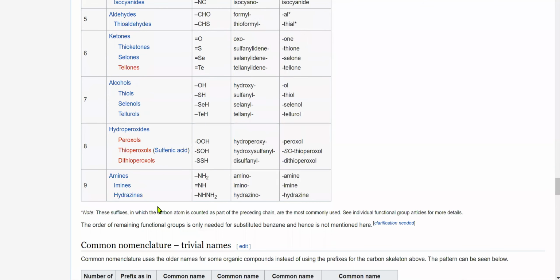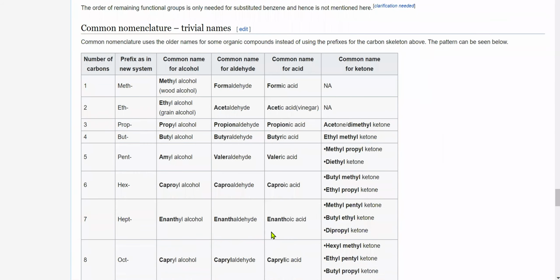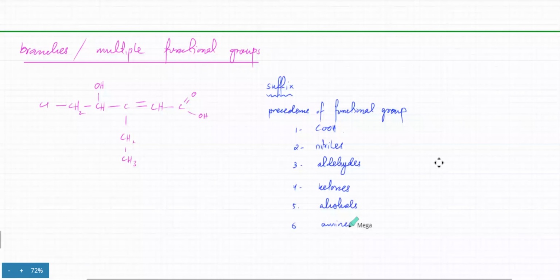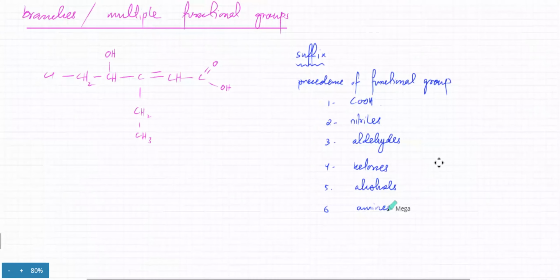Okay, and that pretty much, so that's what you should know. Okay, forget all the other details. I mean, is the first part clear? Okay, you're going to name the molecule based on the most important functional group.